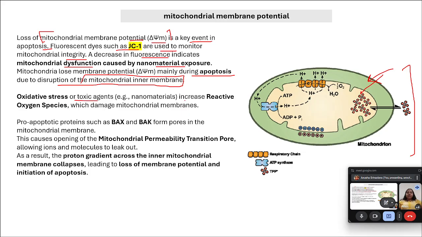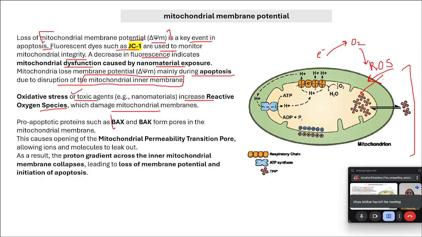Oxidative stress or toxic agents increase reactive oxygen species, as I have told. Suppose the electron transport chain is going on in perfectly fine mitochondria. Once there is damage to the mitochondrial membrane, there is leakage of electrons. These leaked electrons react with oxygen to form reactive oxygen species. Now, these reactive oxygen species will make a cascade and keep on generating more of themselves, which damages mitochondrial membranes.